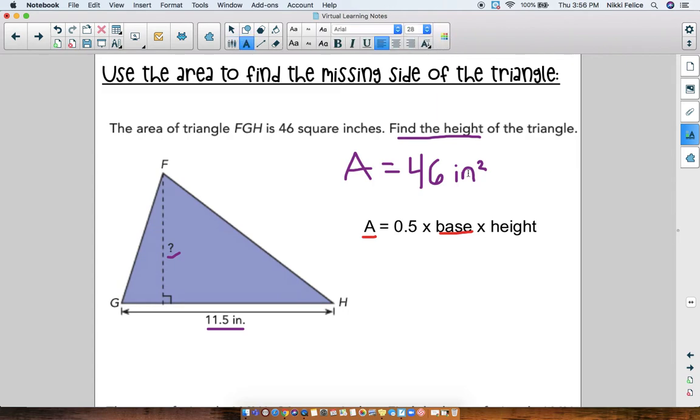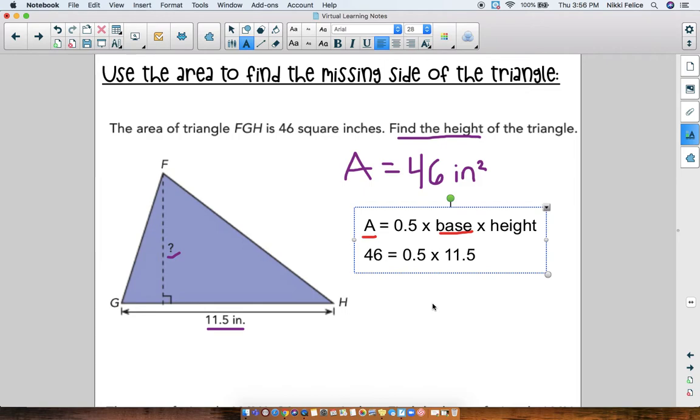So let's plug those in. My area is 46. So instead of A, I'm going to put 46 equals 0.5 times, and the base we know, it's 11.5, times, and then I'm just going to put height because we don't know height yet.